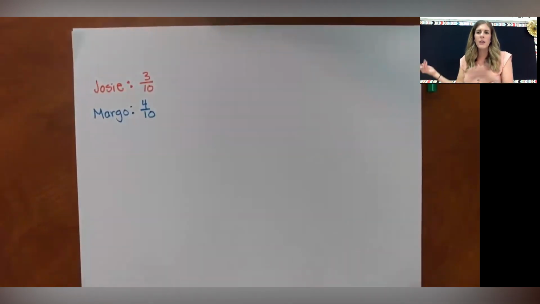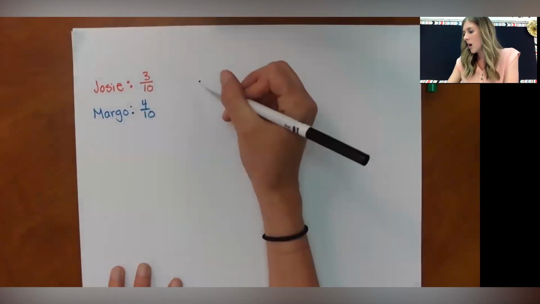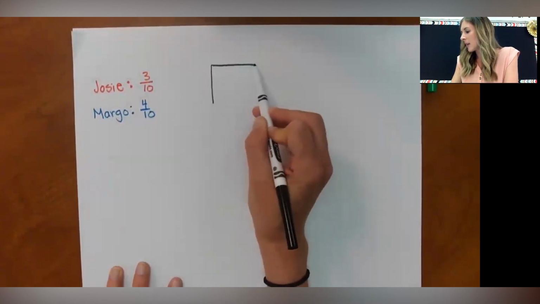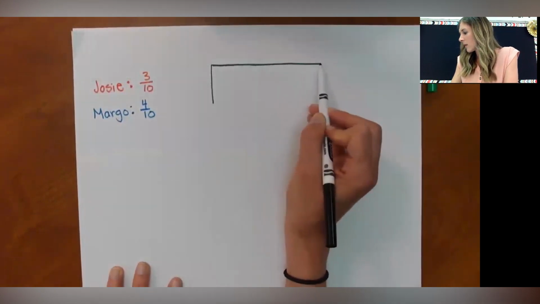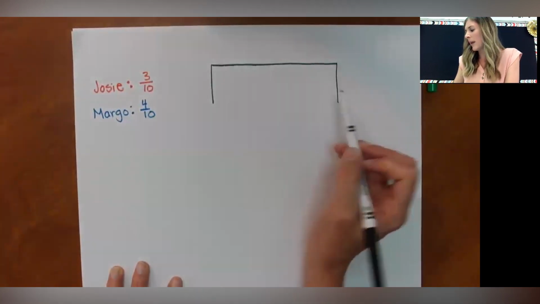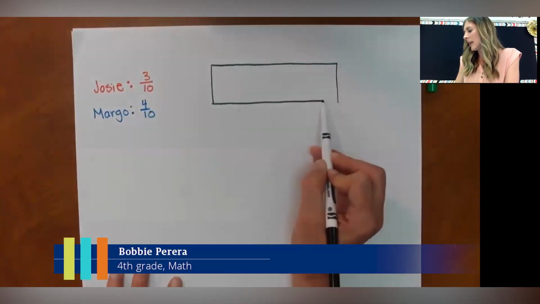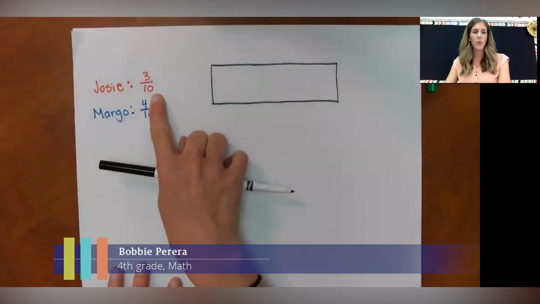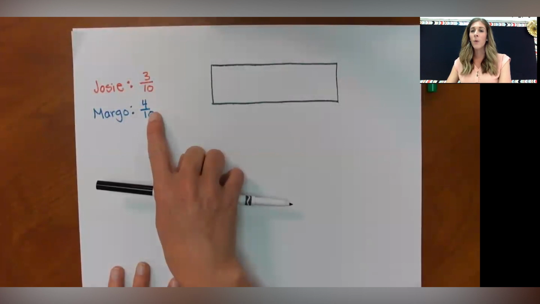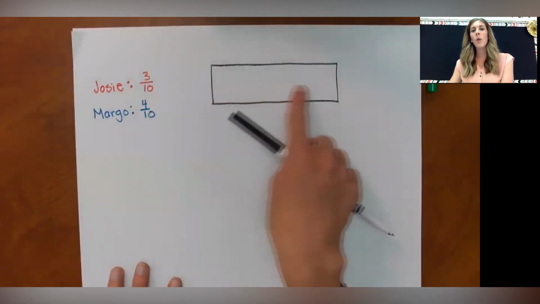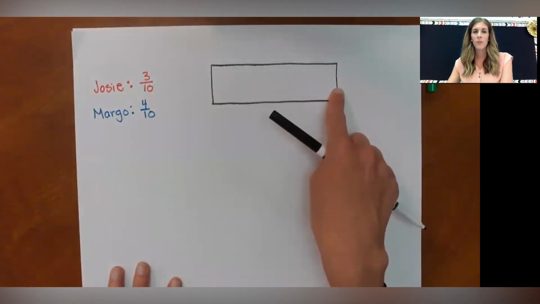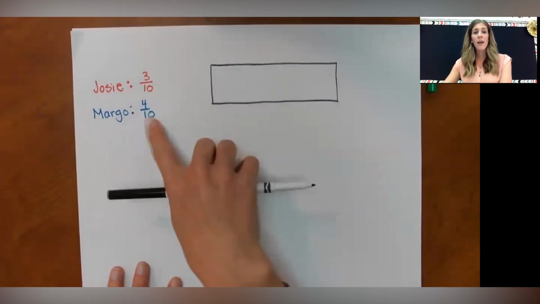Let's draw a rectangle because a fence is represented well with a rectangle. And then as you're drawing your rectangle, think about how many equal pieces we are going to need to split our rectangle or our fence into. Josie painted 3/10. Margot painted 4/10. So how many equal parts do I need to divide this whole piece up into? Correct, tenths, because they both have a denominator of 10.